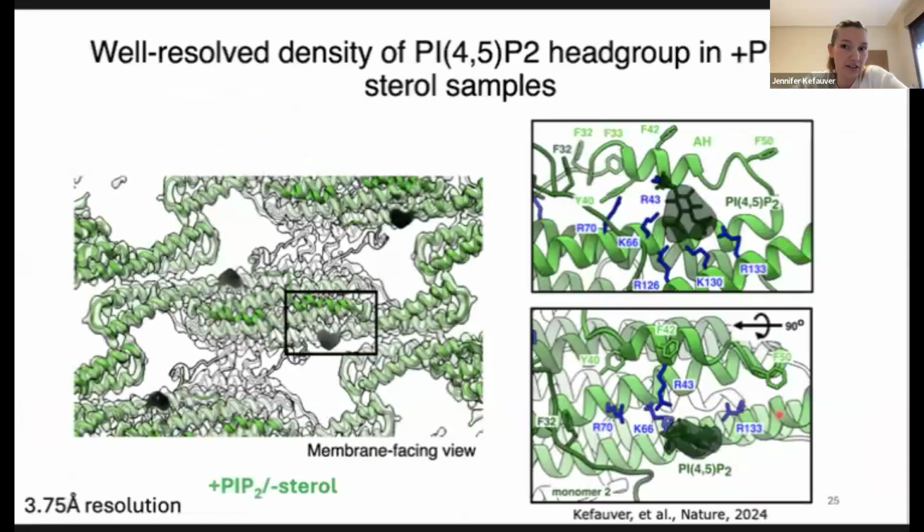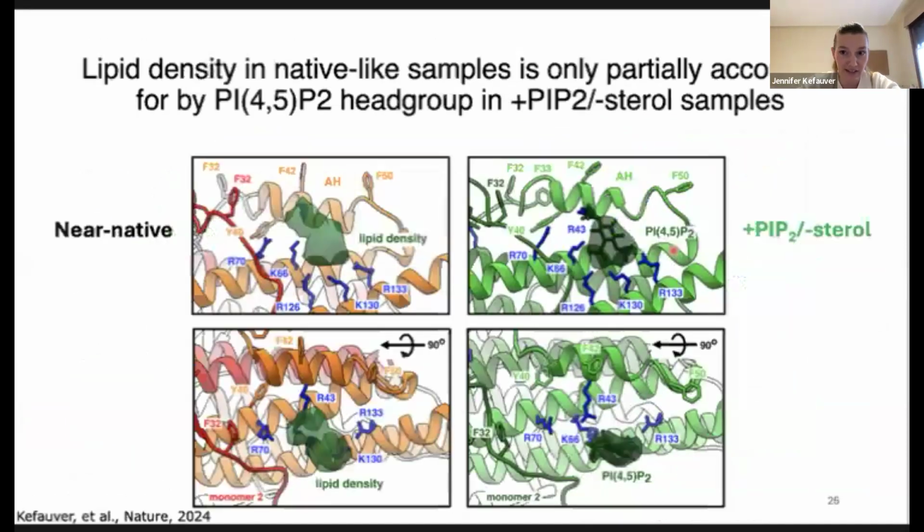Okay, now let's move on to look at the lipid binding pocket in our reconstituted samples. So here's the lipid binding pocket from a tubule reconstituted with PIP2 but no sterol. You can see that this is a much clearer PIP2 head group density than the one in our native-like samples. It has the triangular shape of an inositol triphosphate group, and these positively charged residues are all interacting with the phosphate groups. But something's missing here.